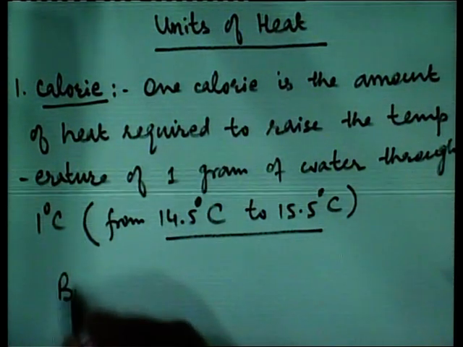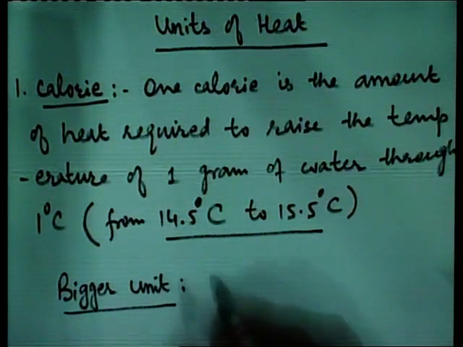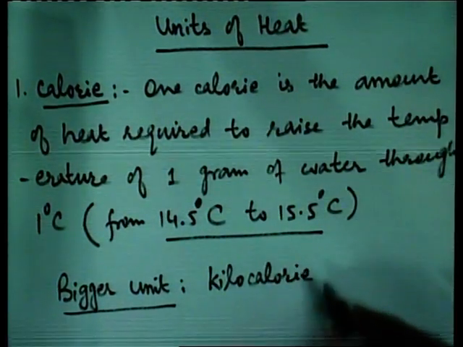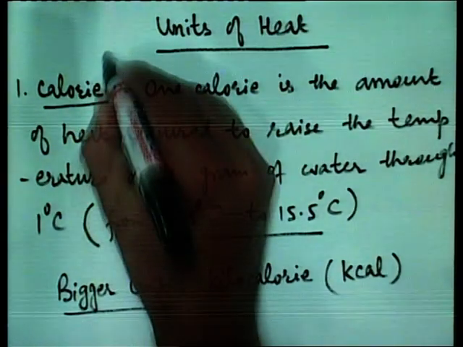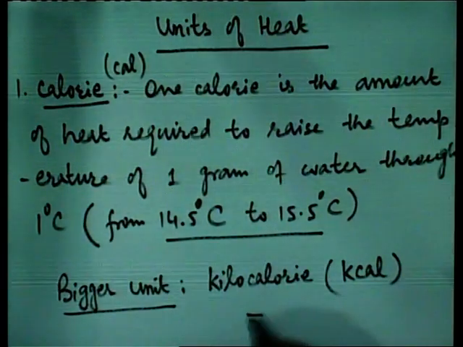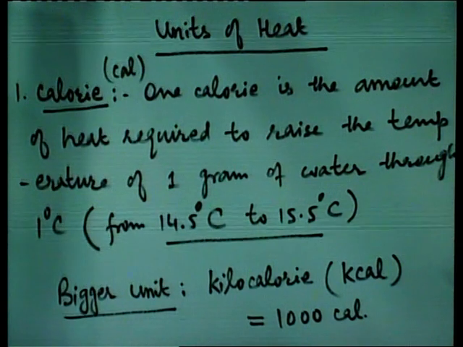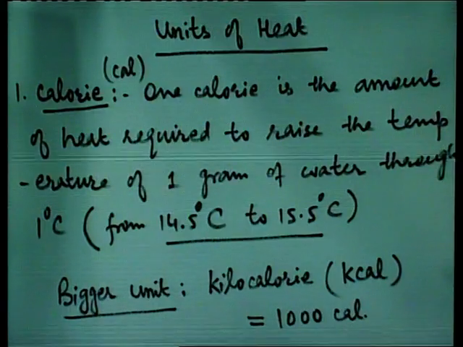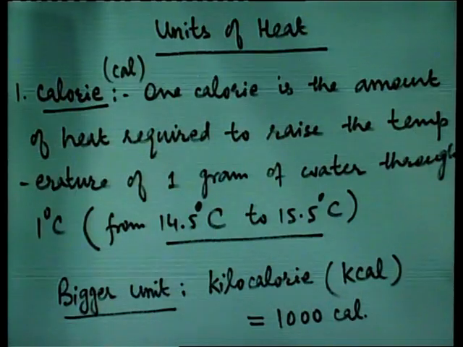A bigger unit is kilocalorie. It is written as KCAL. Calorie is written as CAL. Kilocalorie is equal to 1000 calorie. In other words, 1 kilocalorie is the amount of heat required to raise the temperature of 1 kilogram of water.